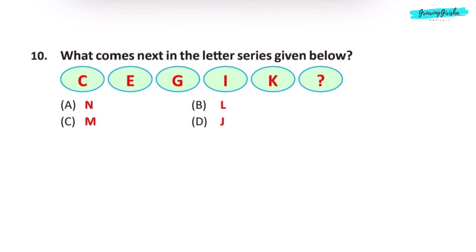So in this alphabetical series, we are skipping one alphabet. For example, C, then D is removed, E. Then F is removed, G. H is removed, I. J is removed, K. L will be removed, then M will come. Option C.